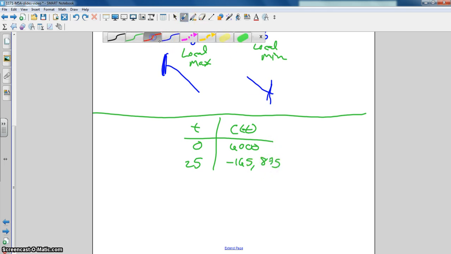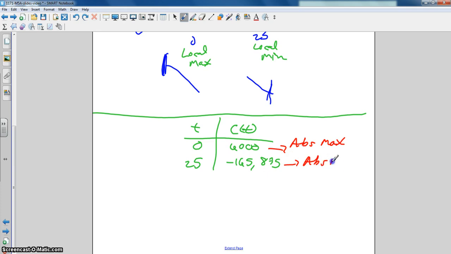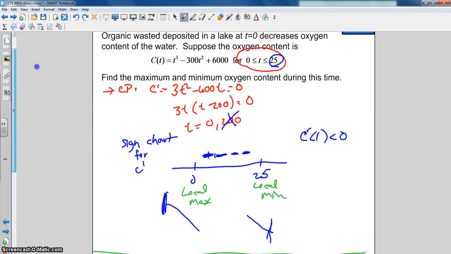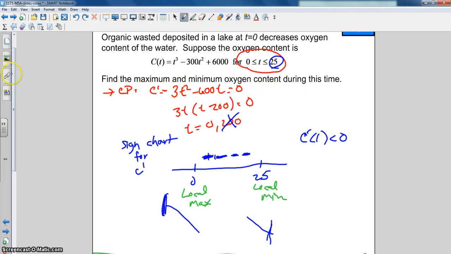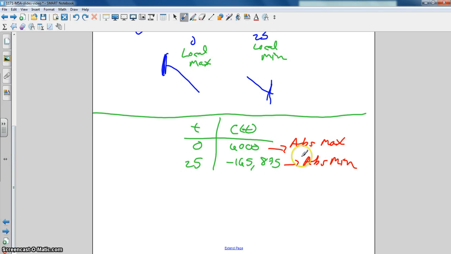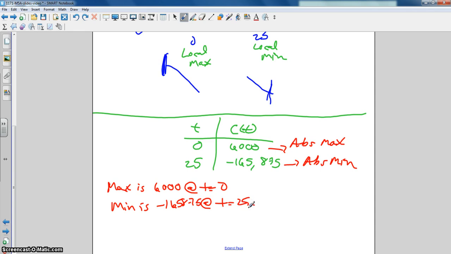Okay, so indeed, this is going to be an absolute max, and this is going to be an absolute min. Okay, but now keep in mind we have to answer the question, find the maximum and minimum oxygen content during this time. Well, we determined where the absolute max and min occur, but the absolute max, the maximum amount of oxygen is this, and the minimum amount of oxygen is this. Again, I don't know what these numbers mean in context exactly, but we can just answer it. So we can say the max is 6,000 at time 0, and the min is minus 165,875 at time 25. Okay, just to make sure that we answered the question.